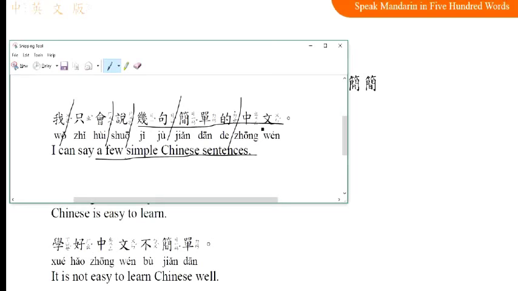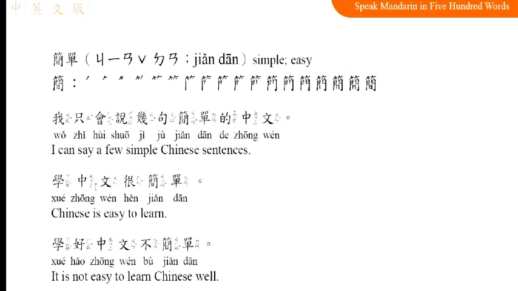几句简单的中文。学中文很简单。Learning Chinese is simple. 很简单。学中文不简单。Okay, so the opposite. 不简单. It is not easy to learn Chinese well.